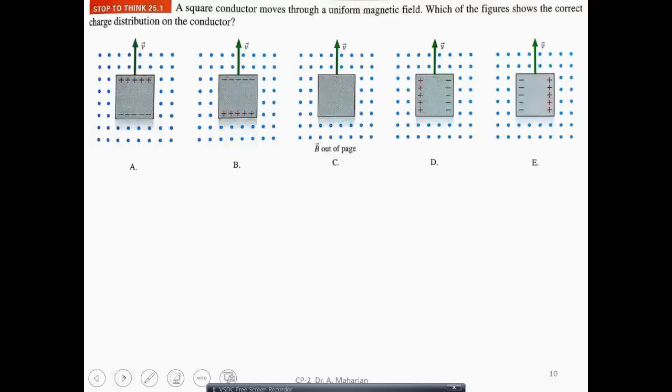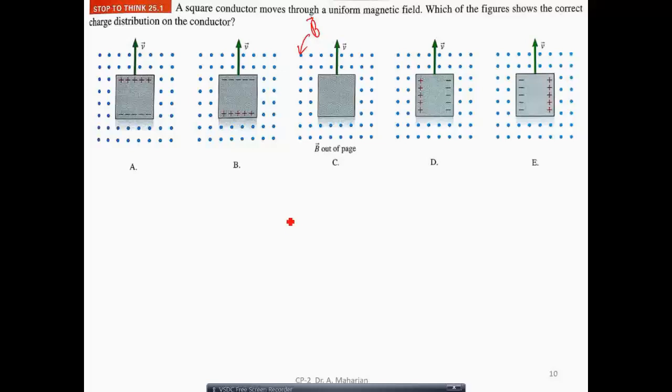So here are some examples, so you can clearly see. Just a conceptual one: a square conductor moves through a uniform magnetic field. The magnetic field here is out of the page, right? Which of the figures show the correct charge distribution on the conductor?